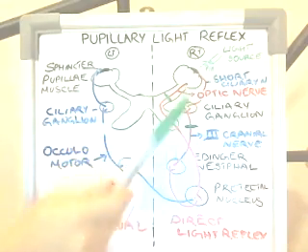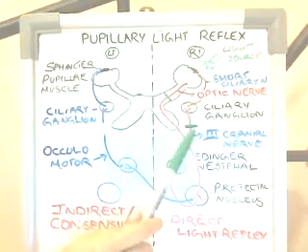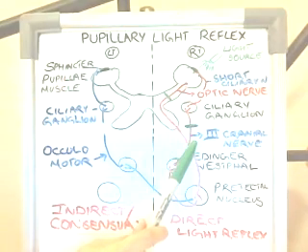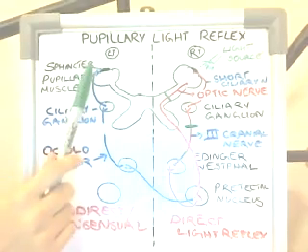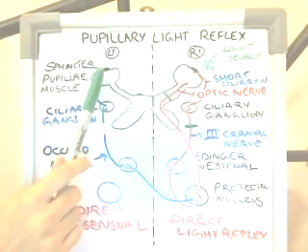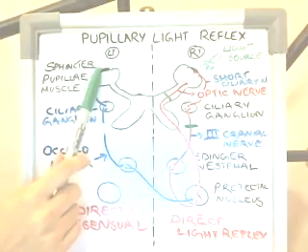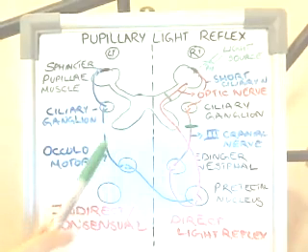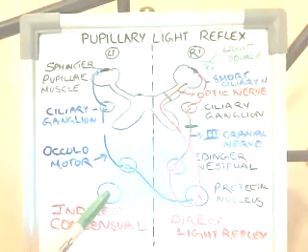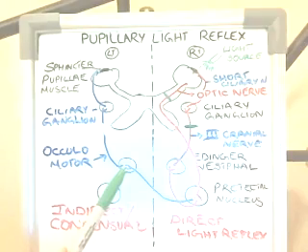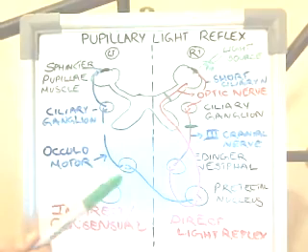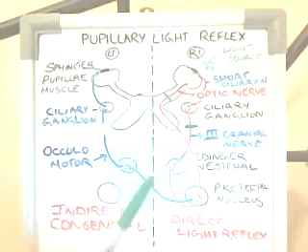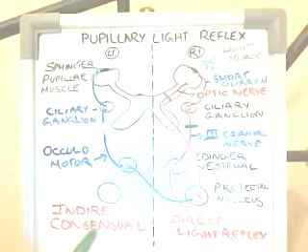Now, if there is damage to the third cranial nerve, or the oculomotor nerve, on the right side, what is going to happen if you shine a light into the left eye? It passes through the left optic nerve, reaches the pretectal nucleus, goes to the left Edinger-Westphal nucleus, ciliary ganglion and the sphincter pupillae, because the left oculomotor nerve is intact, and so the direct reflex is present.